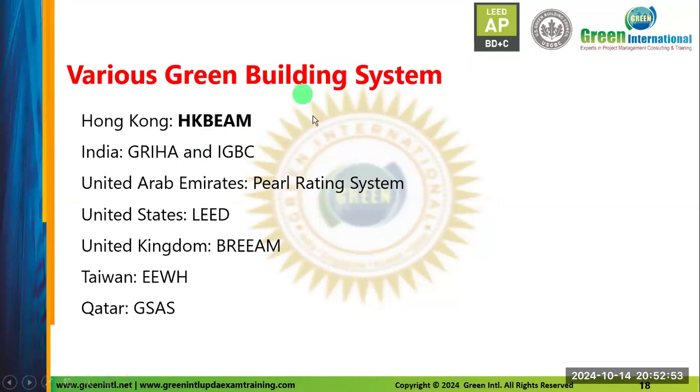United Arab Emirates, Pearl Rating System. United Kingdom, BREEAM. Taiwan, EWH. Qatar, GSAS. Can you tell me more about more green building? Please make more research for green building rating systems around the world and let me know.